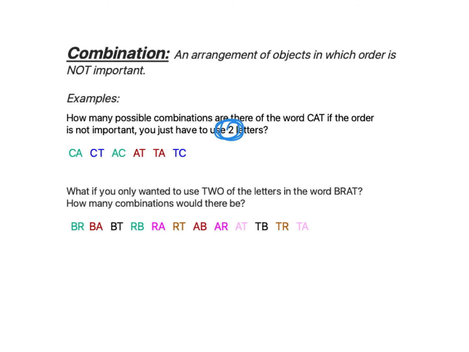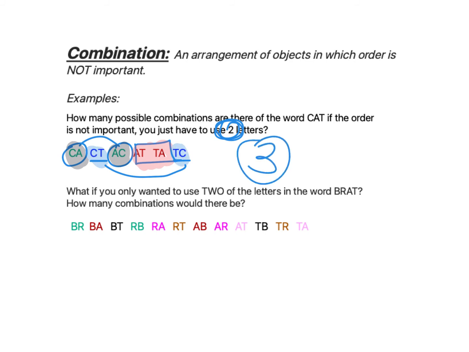If you notice, I have them color coordinated here. AC and CA are the same thing. Order is not important, so in our mind right now, CA and AC are the same thing. CT and TC are the same thing. And AT and TA are the same thing. So really there's only going to be one possibility for each pair, so there's only going to be 3 possibilities.